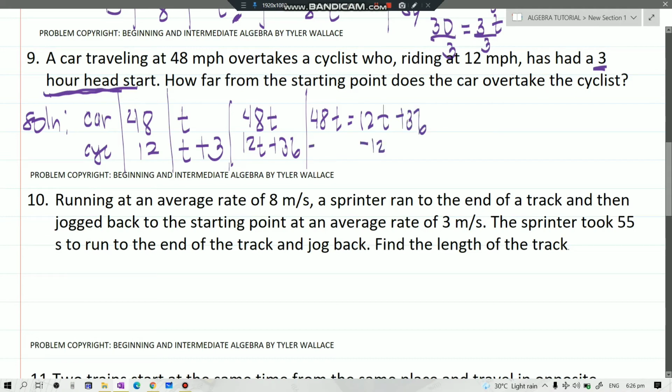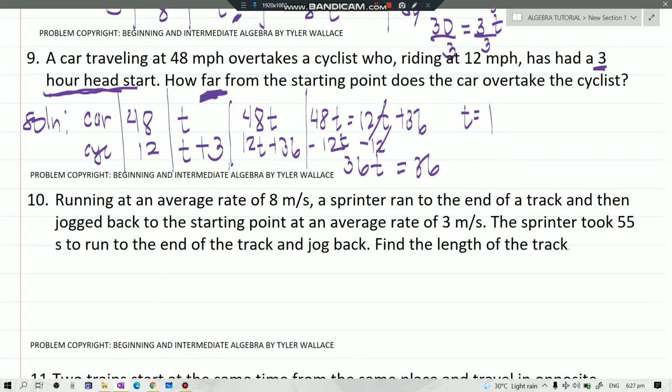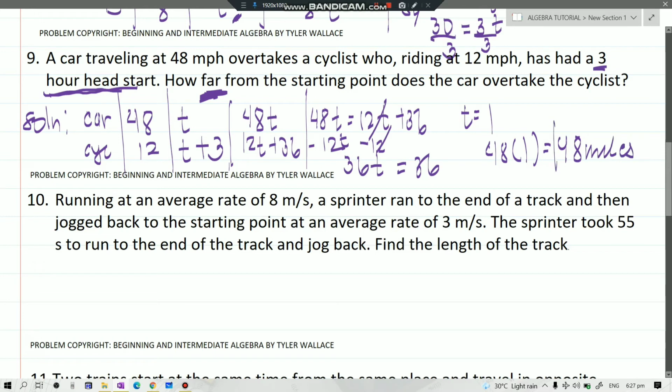So, negative 12, negative 12. So, we have 36t is equals to 36. So, ang t natin is 1. Okay? So, how far daw? How far from the starting point does the car overtake the cyclist? So, 48 times 1, so that is 48. So, 48 miles. Okay? So, the same then, if you evaluate this value into the second equation, which is 12 times 1 is 12 plus 36, that is 48. So, dapat parehas sila.